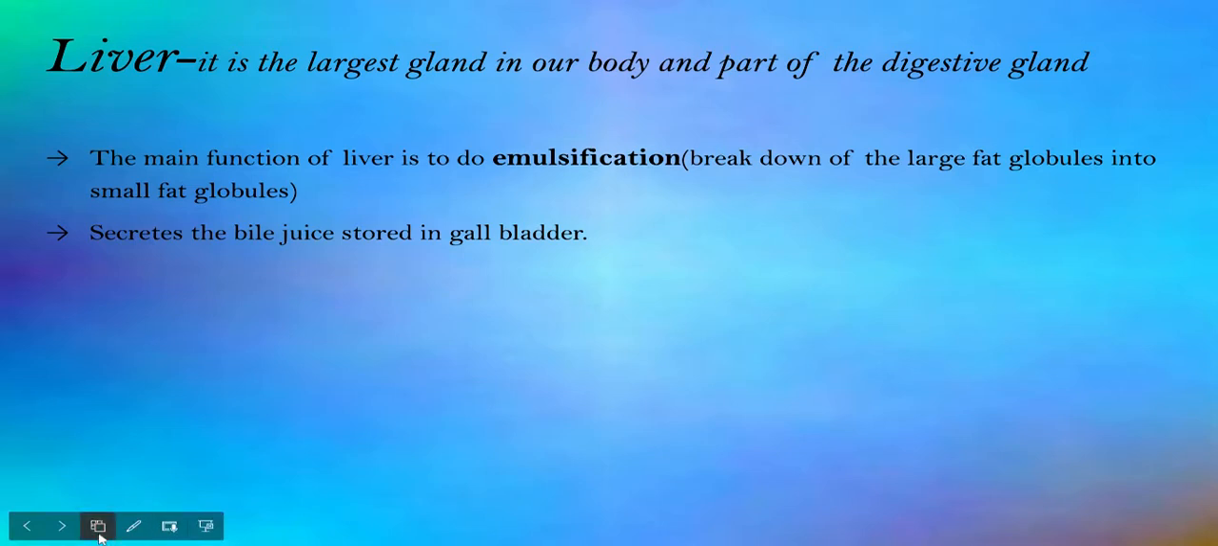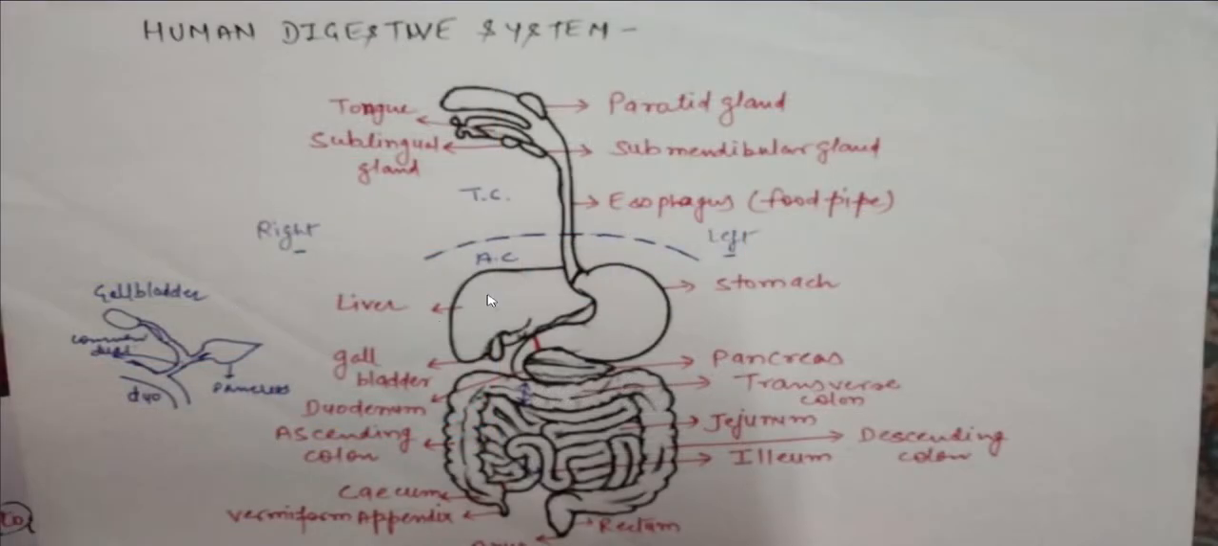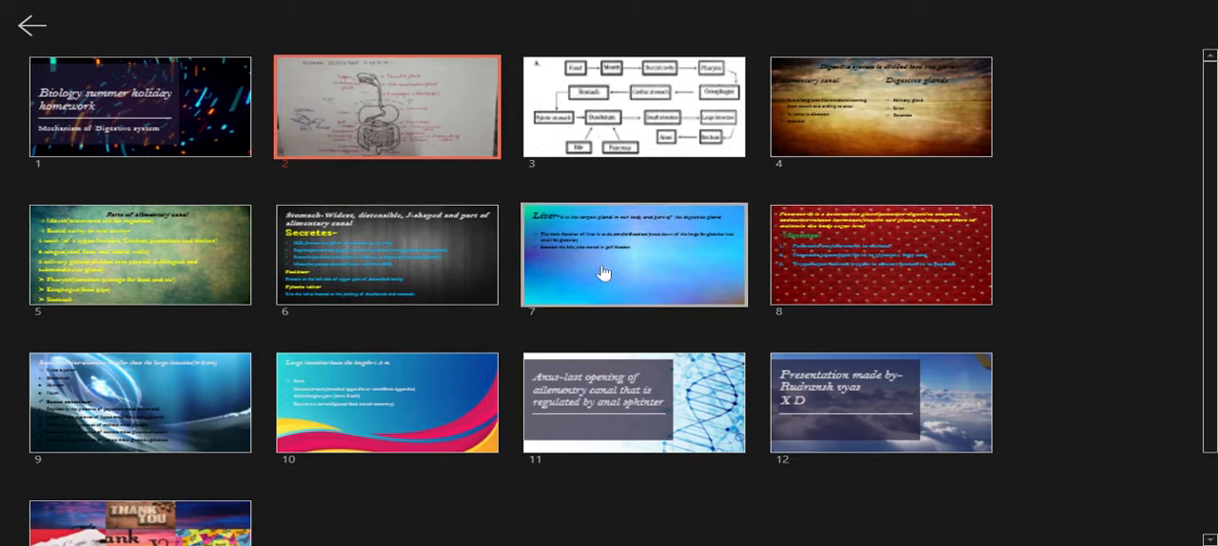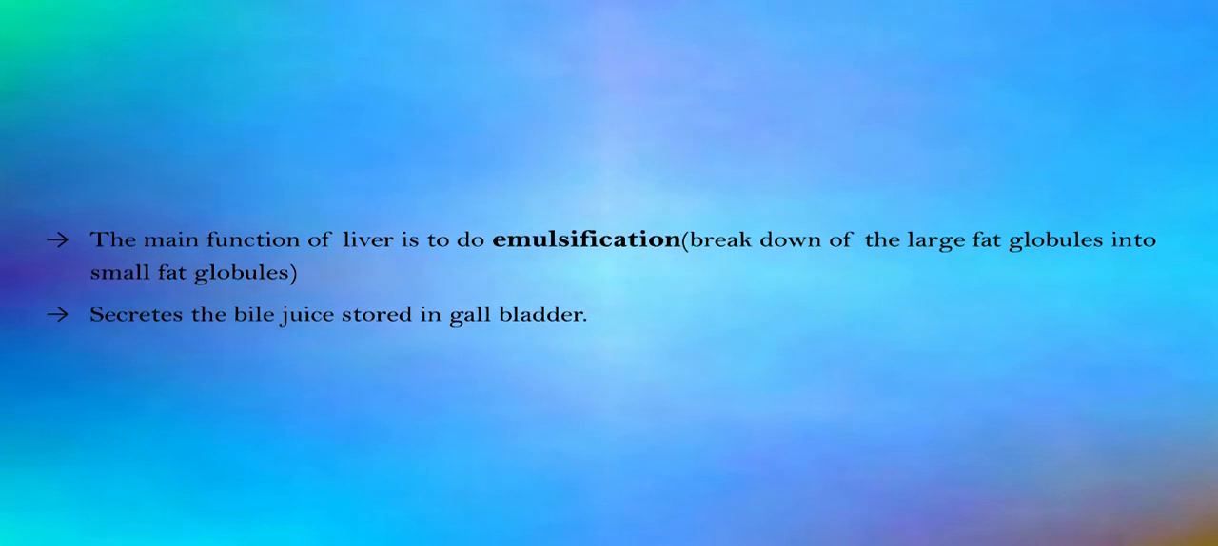Let's see where it is in the liver also. Here comes the liver, and here is the gallbladder. Now we are moving towards the liver. Now we have done with the liver, the function of emulsification, and the secretion of bile juice.